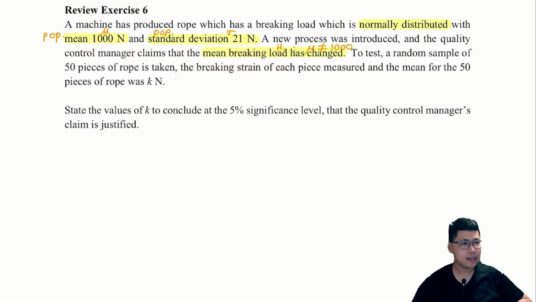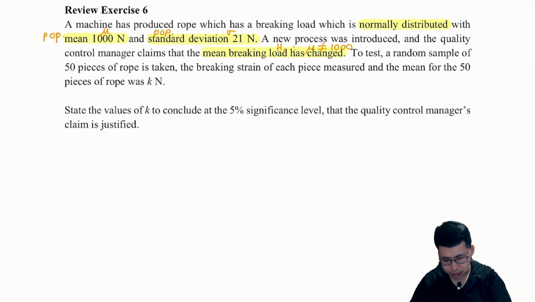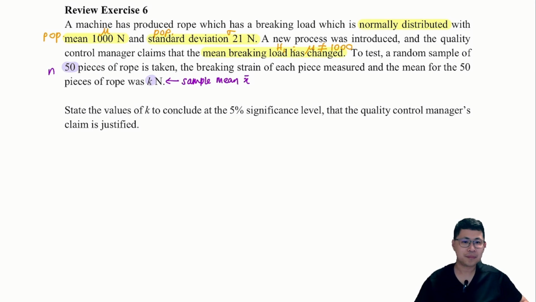Okay, so to test, we have a random sample over here of 50 ropes. So this one will form our n. Okay, and the breaking strain of each piece is measured and the mean for the 50 pieces of rope is k. So this mean over here refers to our sample mean, because this is the mean of the 50 ropes in the sample. Okay, so state the values of k.